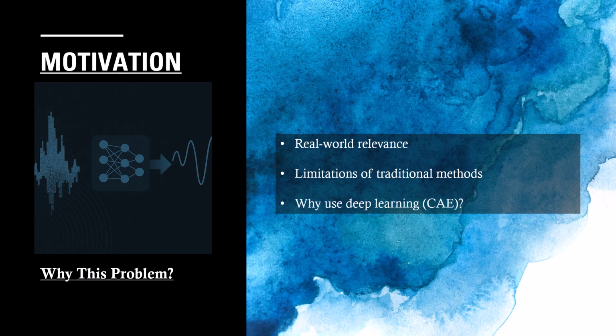Then why did I choose to use deep learning, particularly a convolutional autoencoder? It was because it learns noise patterns directly from the image data, and it captures both the global and local structures, and it works in the spatial domain. Also, it automatically optimizes for perceptual and statistical fidelity.